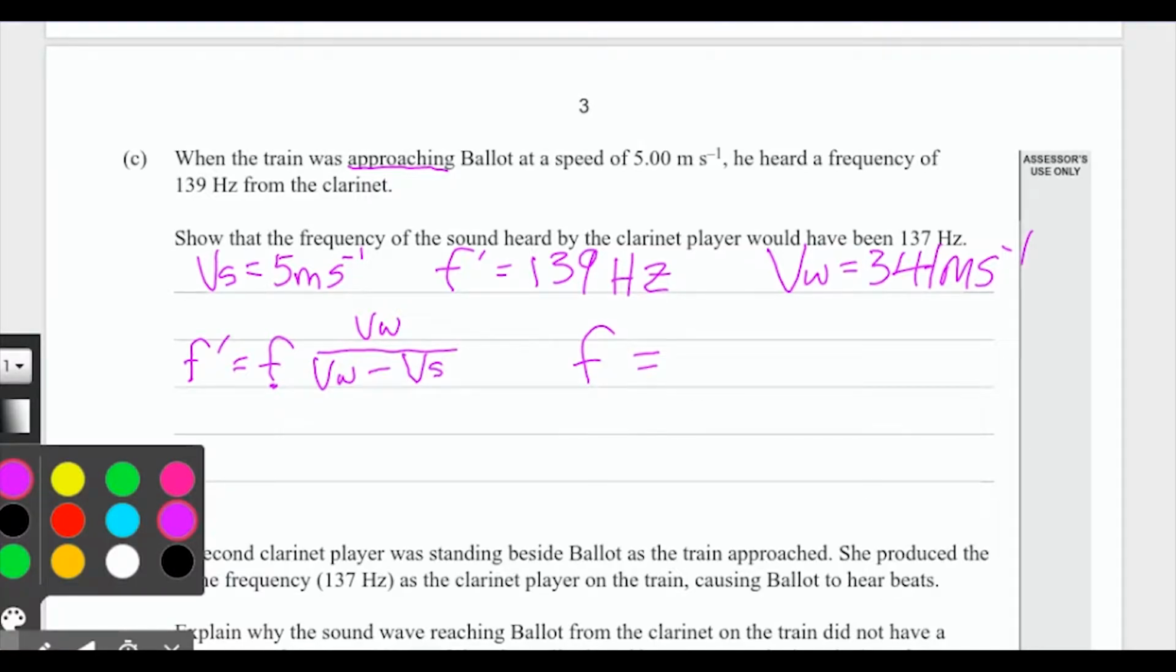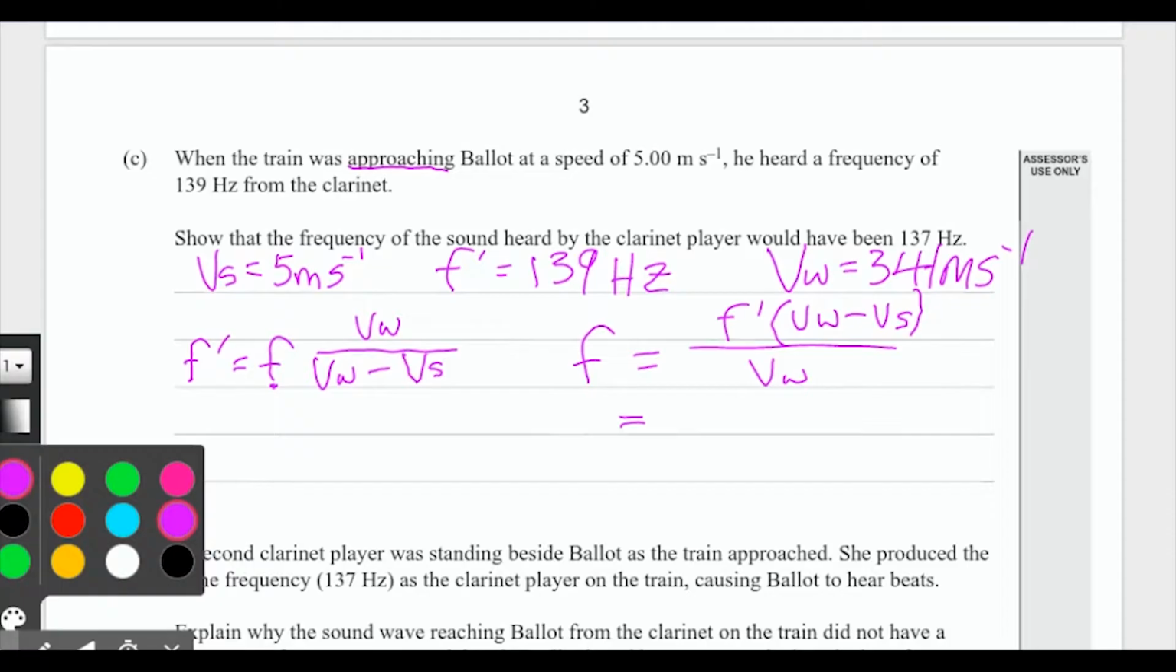I'm going to divide both sides by our VW, so I get F prime divided by VW, and I'm going to multiply both sides by VW minus VS, so I get VW minus VS. Okay, we're ready to throw in our values.